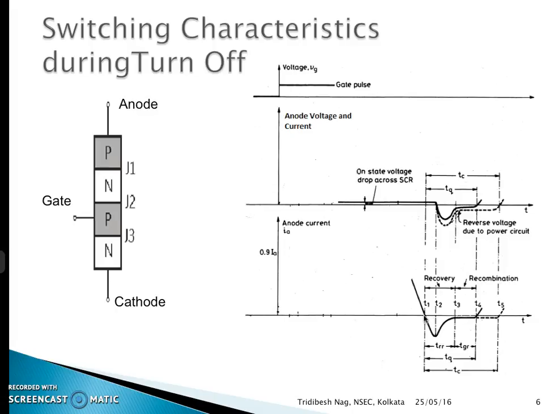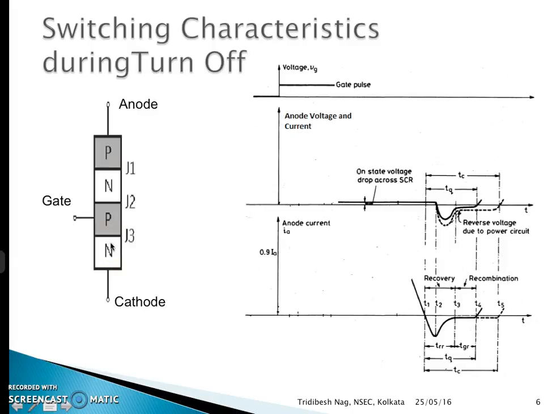During time TQ, all the excess carriers from the four layers of the SCR must be removed. The excess carriers which are present here must be removed in order to make it completely turn off, that is, to make it go from the turn-on state or forward conduction state to the forward blocking state. The removal of the excess carriers consists of sweeping out of the holes from the outer p layer, and sweeping out of the electrons from the outer n layer.